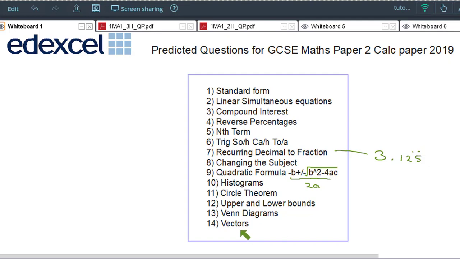And vectors, our old friend vectors. You could get an easy question on vectors, which is just asking you to describe the vector from one point to another, or one point to another to another. And then you could get other more difficult ones where we're using ratios, or possibly where we are proving that 2 lines are parallel to each other or collinear.